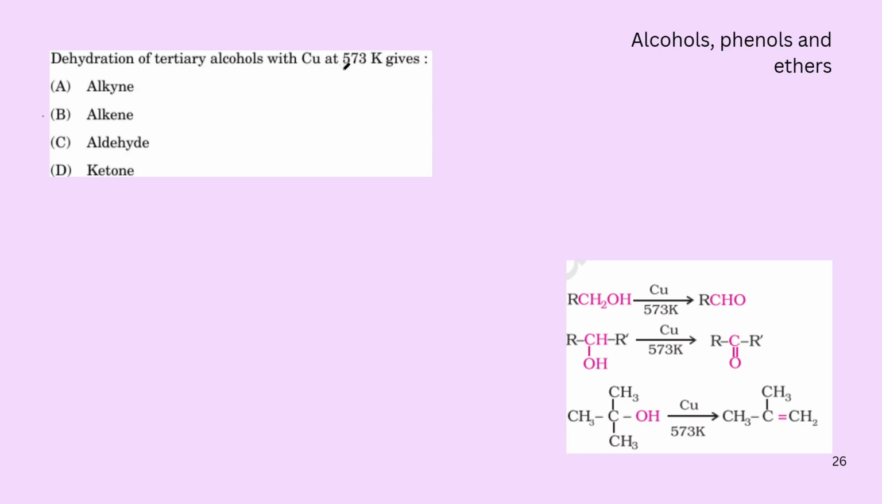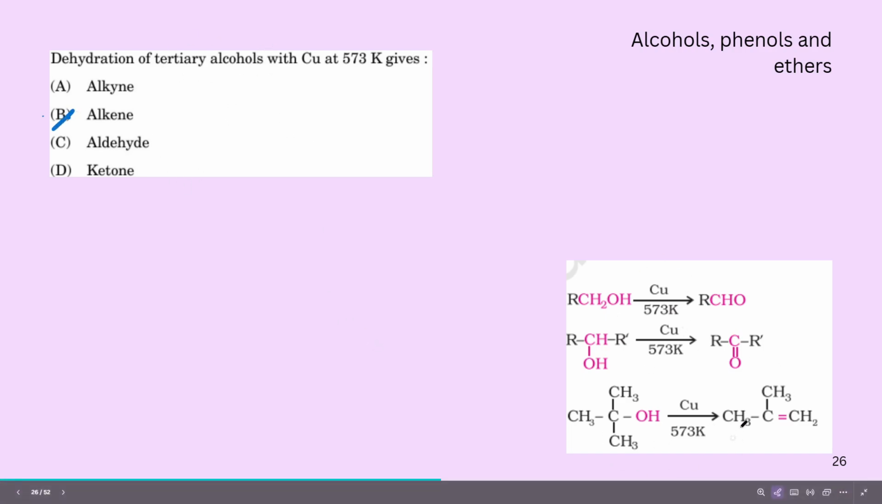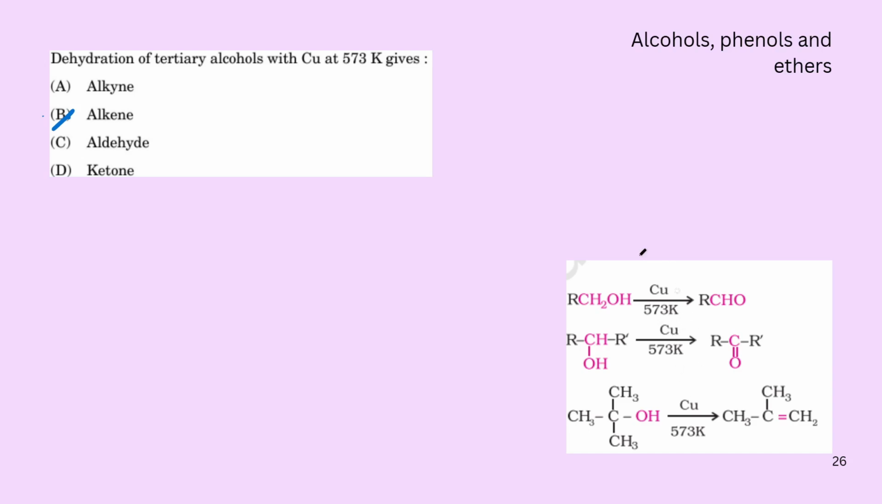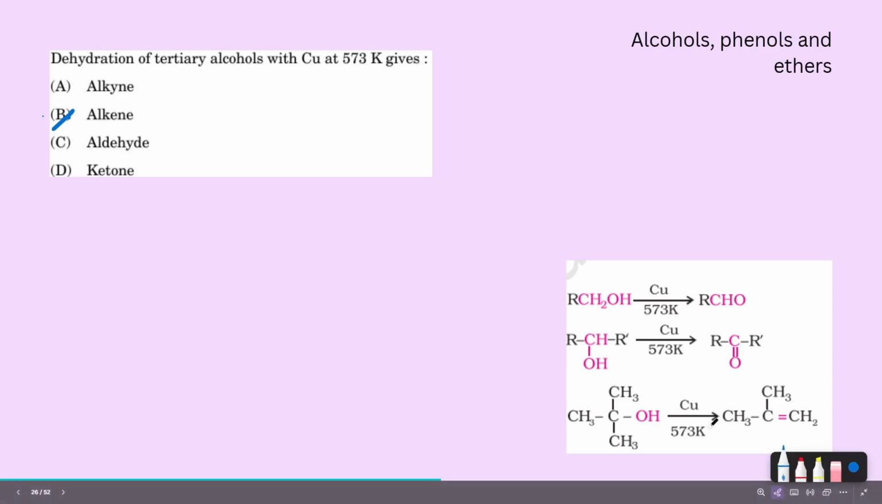Dehydration of tertiary alcohol with Cu at 573 Kelvin gives what? Again, do not care about this dehydration. Dehydration means loss of water. Loss of water from alcohols leads to the formation of alkenes when it's a tertiary alcohol, and that reaction is actually given to you over here. It depends on the reagent: when you have copper with a primary alcohol and a secondary alcohol, but in case of tertiary you just have the loss of a water molecule leading to the formation of an alkene.